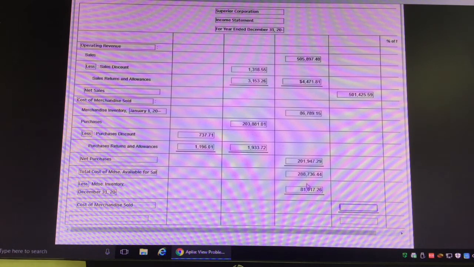When I subtract these values, what I'm going to end up with is the cost of merchandise sold. And again, that's these two values subtracted. And that's going to be $207,719.18. My net sales, and I'm going to subtract my cost of merchandise sold, and that's going to give me my gross profit.